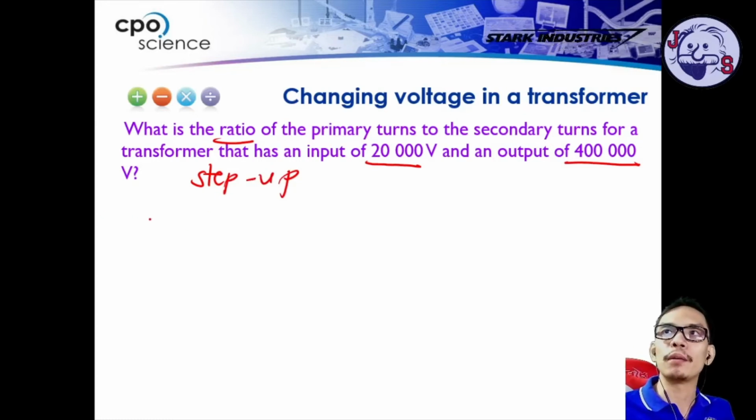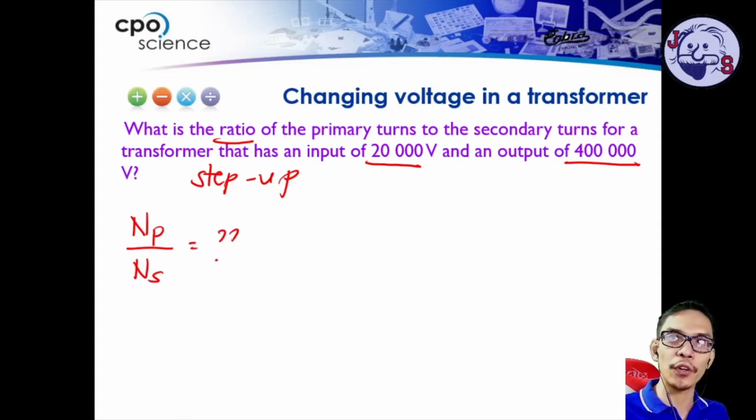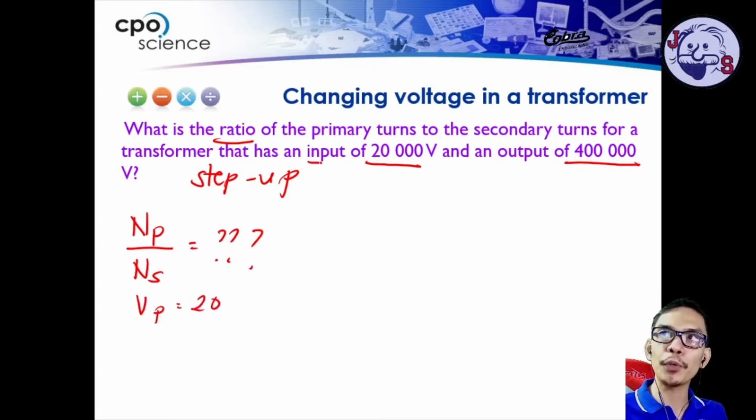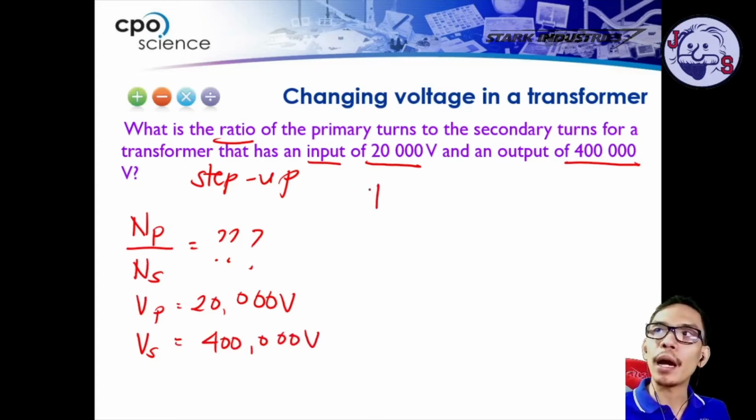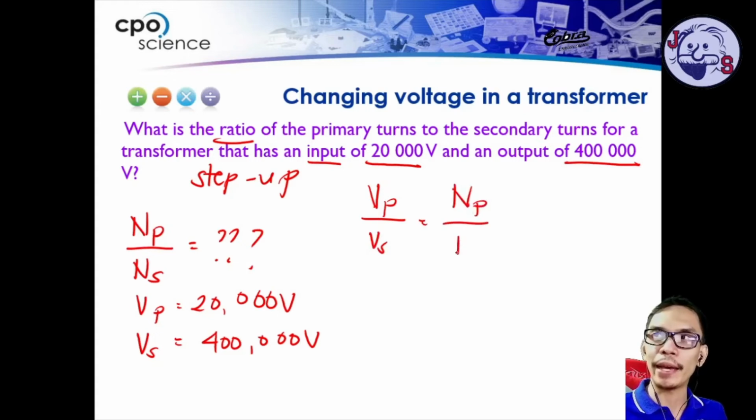So, what do we have right here? The ratio of number of turns. What is the ratio of turns Np over Ns? This is the ratio that we are looking for. The primary voltage is 20,000 volts, since the input makes it the primary. And the secondary voltage is 400,000 volts. Using the formula, Vp over Vs is equal to Np over Ns.